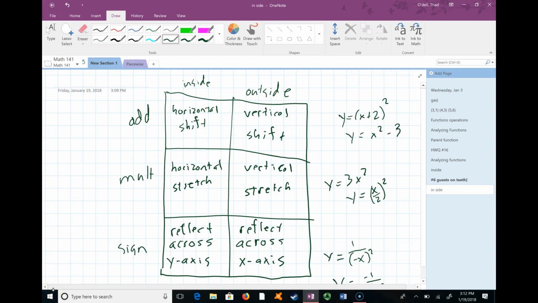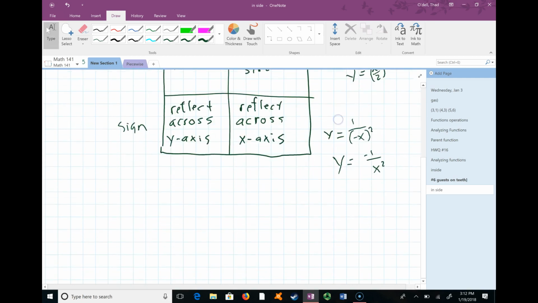So this is a video on the transformation. The idea is that using the discussion and also just your own study, you're getting to know the parent functions, which if you remember were y equals x, y equals x squared, y equals absolute value of x, y equals square root of x, y equals 1 over x, y equals 1 over x squared.